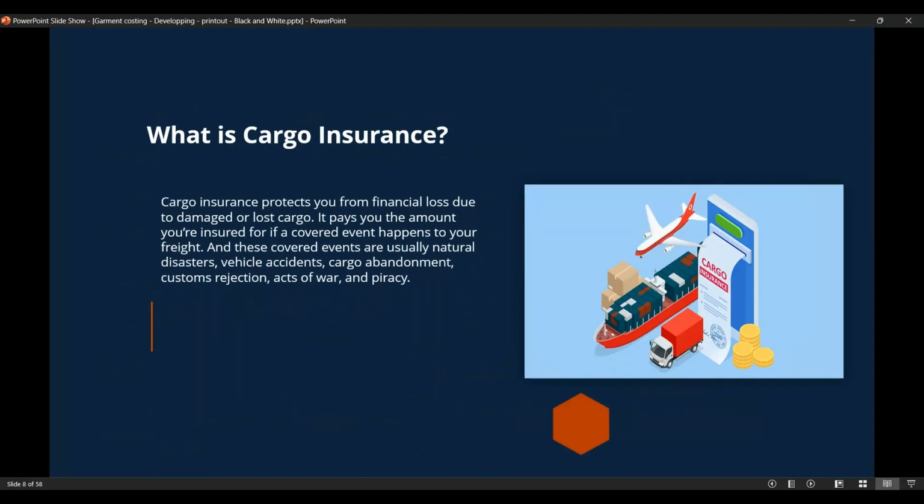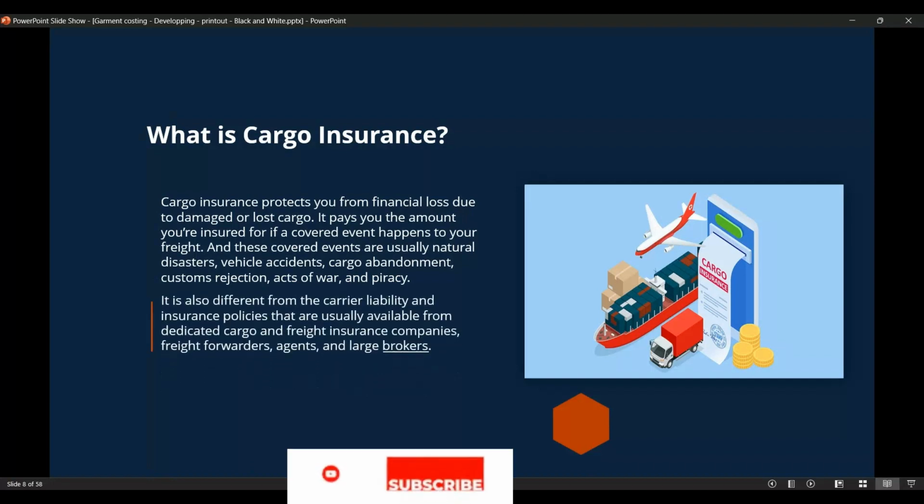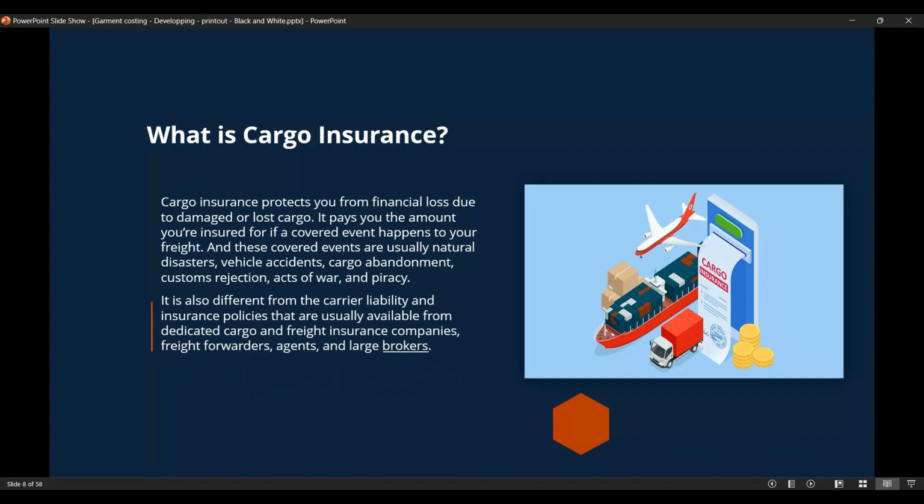What is cargo insurance? Cargo insurance protects you from financial loss due to damaged or lost cargo. It pays you the amount you're insured for if a covered event happens to your freight. And these covered events are usually natural disasters, vehicle accidents, cargo abandonment, customs rejection, acts of war, and piracy. It is also different from the carrier liability and insurance policies that are usually available from dedicated cargo and freight insurance companies, freight forwarders, agents, and large brokers. Generally, it's always advisable to get cargo insurance for your shipment, even if it's not required by law.